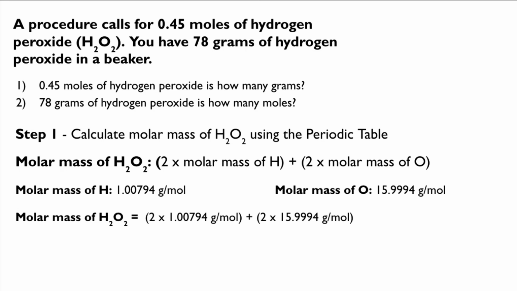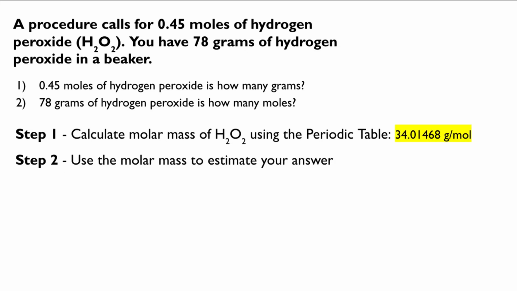So the molar mass of H2O2, keeping all of the significant figures, is 2 times 1.00794 grams per mole plus 2 times 15.9994 grams per mole. I end up with a molar mass of 34.01468 grams per mole. So that's the molar mass of H2O2. 602 hexillion hydrogen peroxide molecules have a mass of 34.01468 grams.